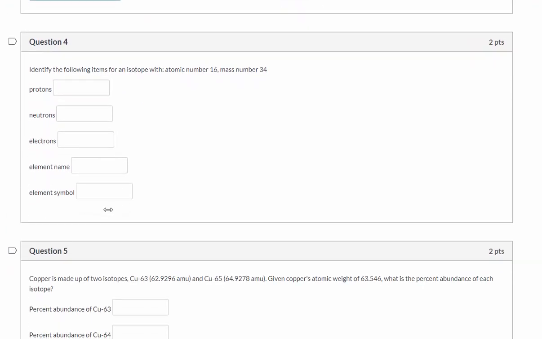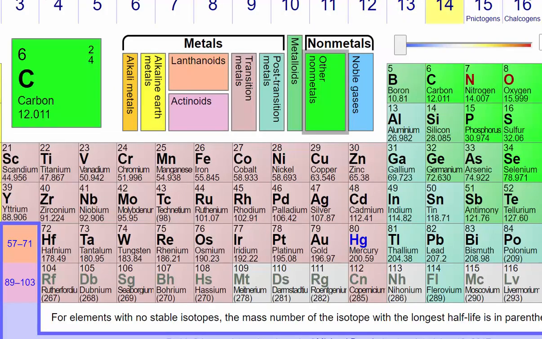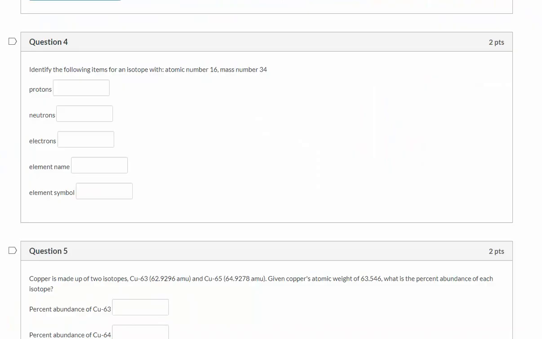Number 4, identify the following items for an isotope with the atomic number 16, mass number 34. With an atomic number of 16, that means we have 16 protons and we're working with sulfur. So we have 16 protons. I'm just going to fill this in. This is sulfur. And the element symbol is S, and that's a capital S.